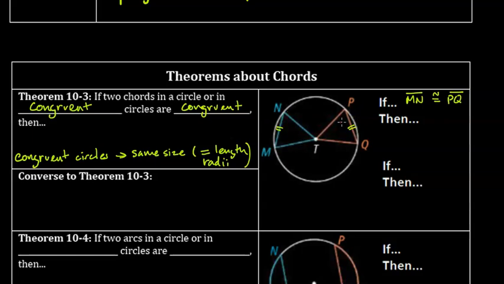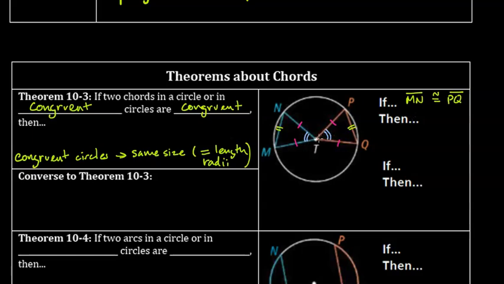Now, if I look at this picture and I see a couple of triangles, I might recognize right away that those triangles are actually congruent by SSS, given that I've told you that these chords are congruent. All four of these sides are radii of that circle, so they would all be congruent to each other. That would make these two triangles congruent by SSS. And now if those two triangles are congruent, you might notice that this angle here and this angle here would be congruent.